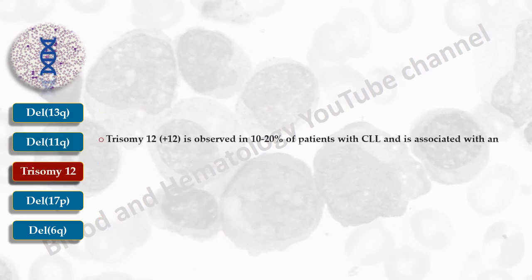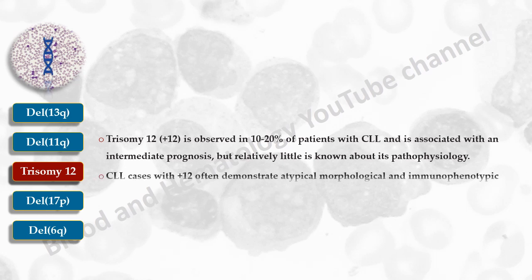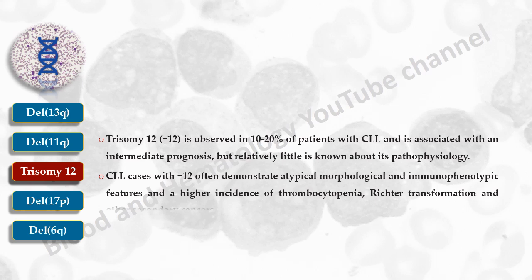Trisomy 12 is observed in 10 to 20% of patients with CLL and is associated with an intermediate prognosis, but relatively little is known about its pathophysiology. CLL cases with trisomy 12 often demonstrate atypical morphological and immunophenotypic features and a higher incidence of thrombocytopenia, Richter transformation, and other secondary cancers.